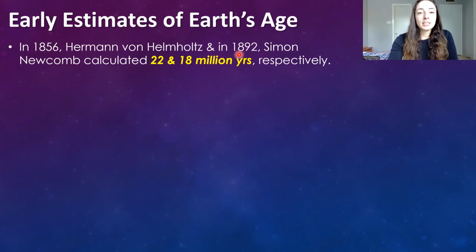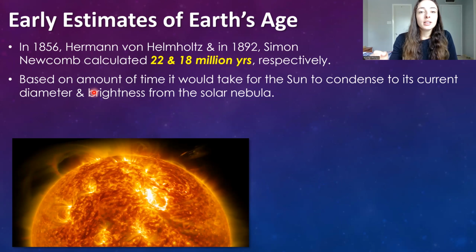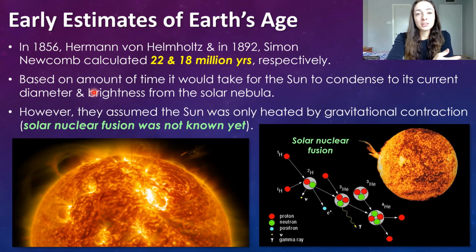In 1856 and 1892, around the same time that Lord Kelvin was making his estimates, there were other scientists that also made calculations of Earth's age, which were both around 20 million years. Both of these estimates were based on the sun. These scientists calculated how long it would have taken for the sun to condense to its current diameter and brightness level from the early solar nebula that it accreted from. However, their assumptions were off, once again, leading to a much younger age than it should have been, because they assumed the sun was only heated by gravitational contraction, and nobody yet had discovered solar nuclear fusion, which is one of the main drivers of the sun's heat and brightness.